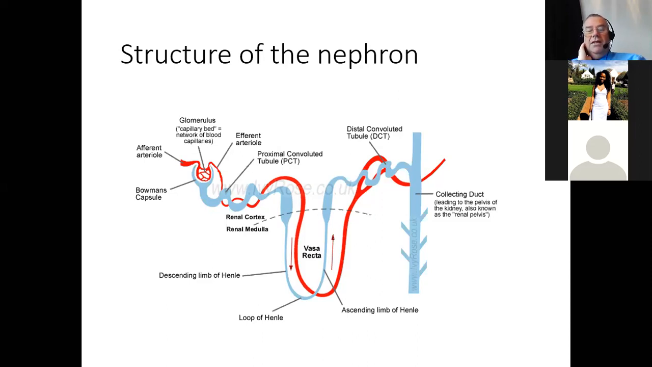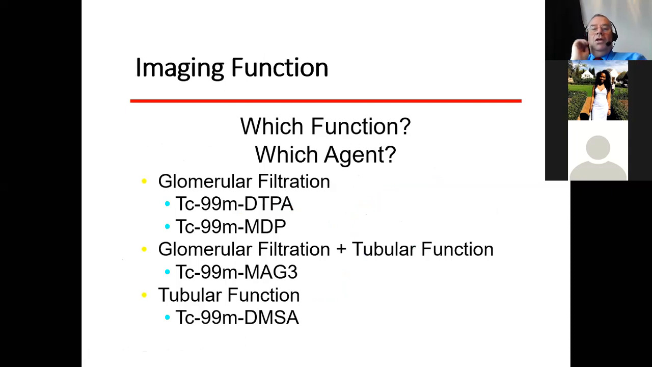And diuretics work in different parts of this. So the thiazides work here, and the furosemide or Lasix or frusemide works on the loop of Henle, and sometimes they're called loop diuretics for that reason. So what kind of agents can we use? For glomerular filtration, we can use DTPA or even the MDP will work.